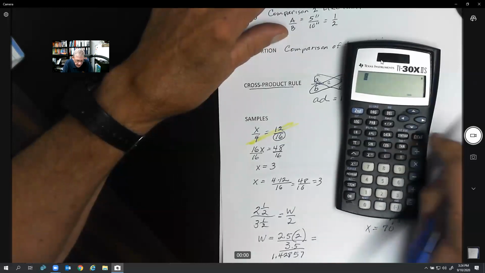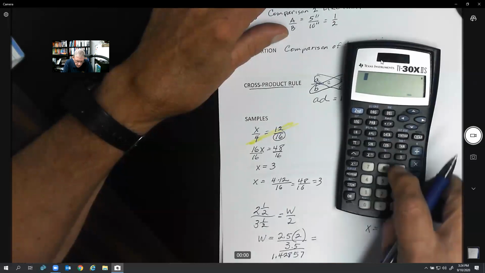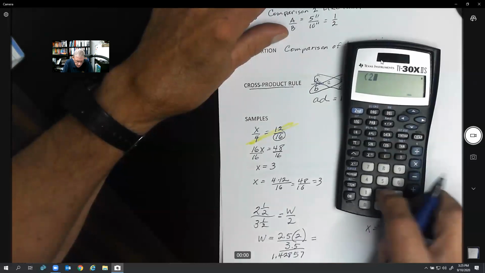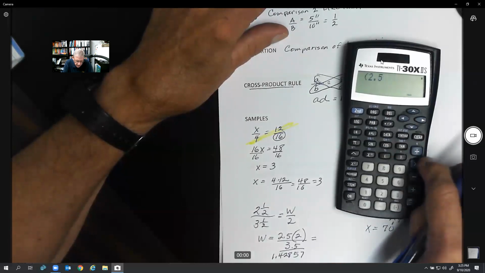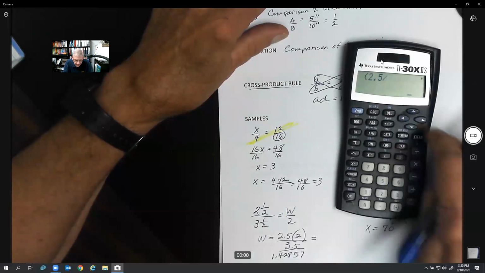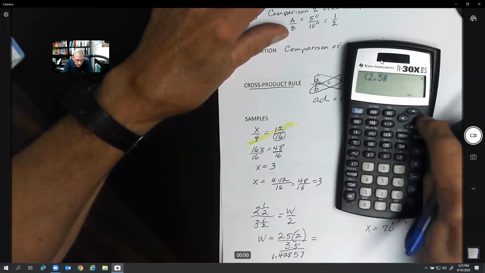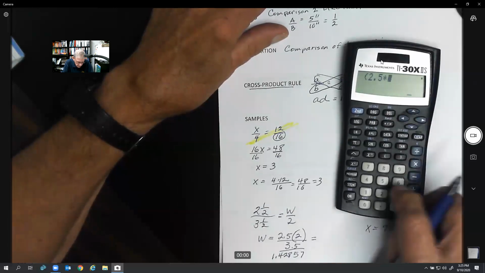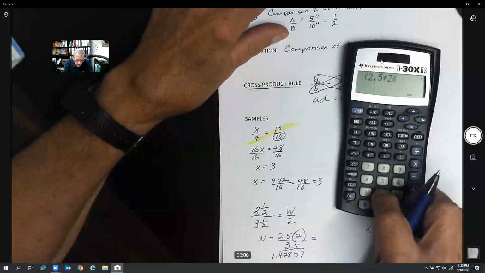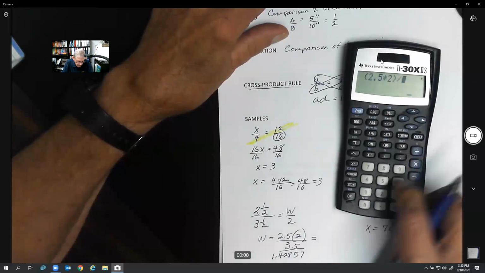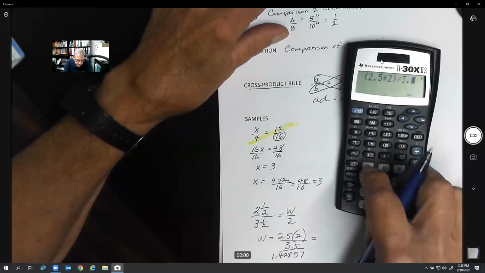And I'm going to write it down again. I'm going to put this in parentheses. 2.5 times 2 divided by 3.5.